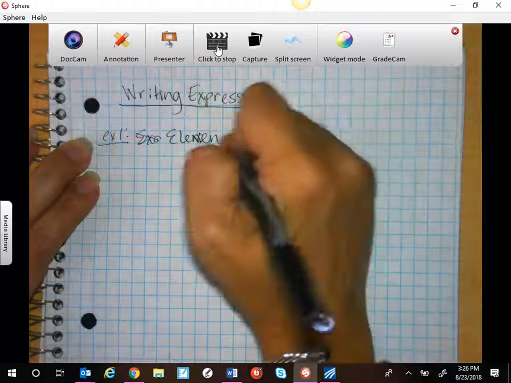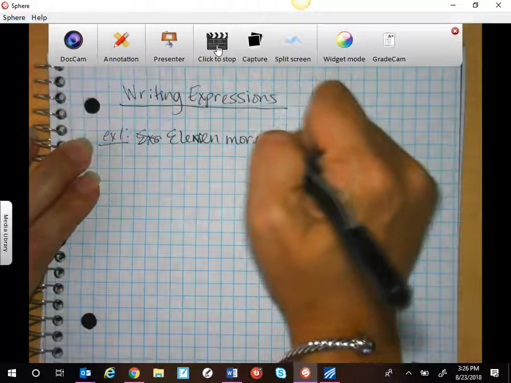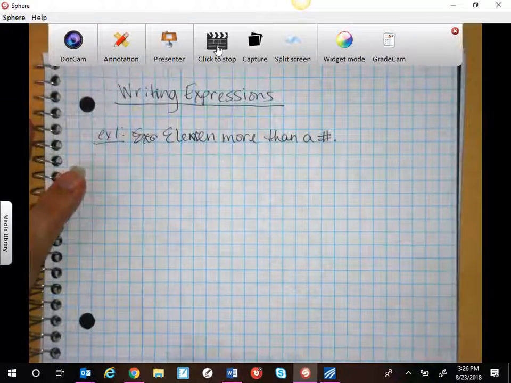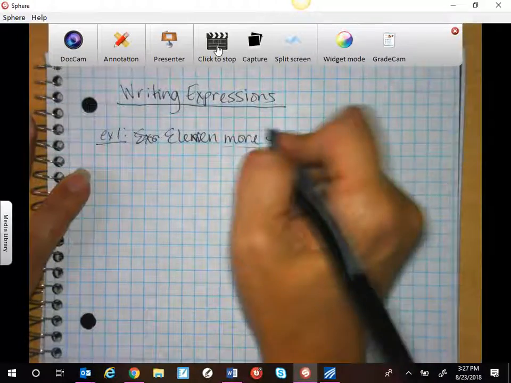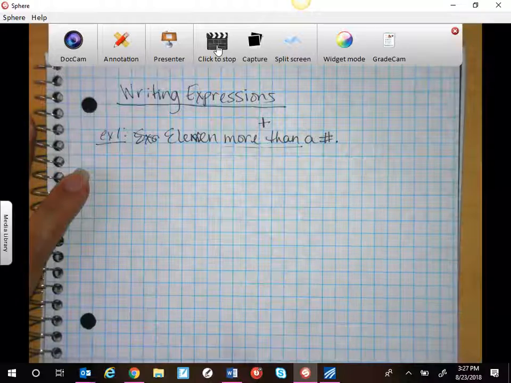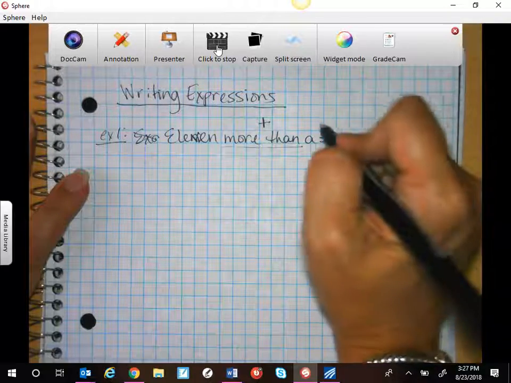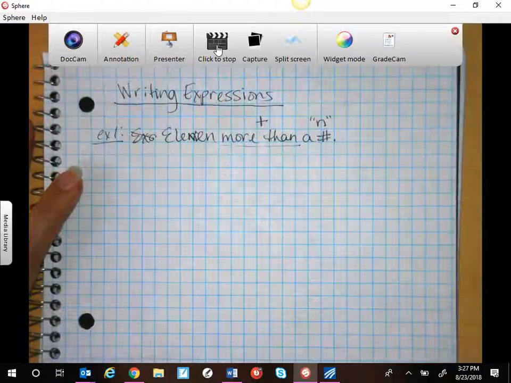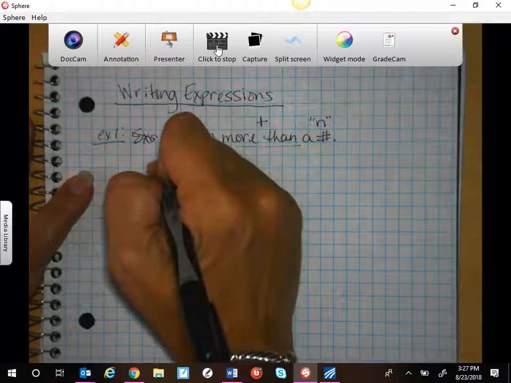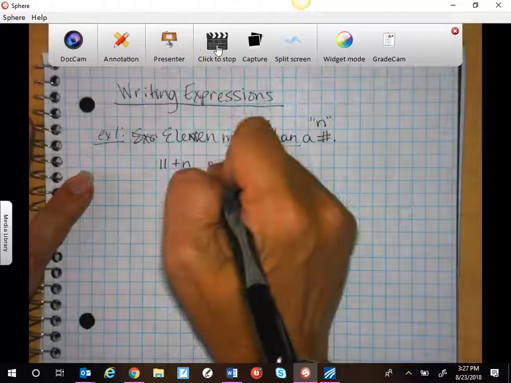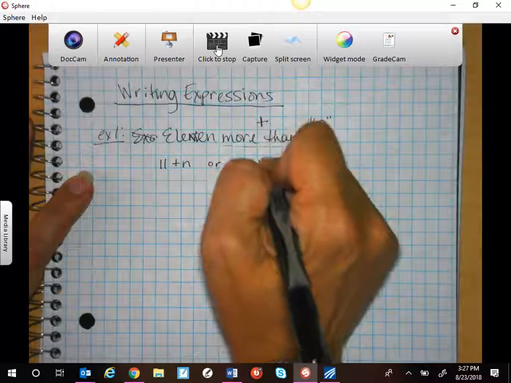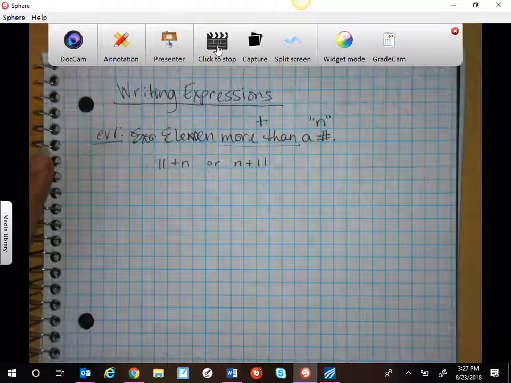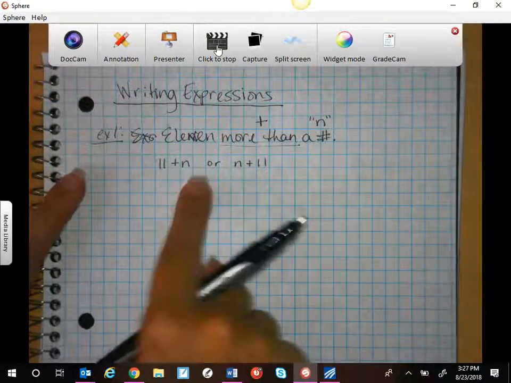is 11 more than a number. Well, how could we write that? We need to think about what "more than" means. More than means plus. We don't know what the number is, so we can use a variable. We can use n. We can use any letter that you choose, preferably not x. So we can write this as 11 plus n, or we can write n plus 11 because addition is a commutative operation where you can flip the order and it won't matter.